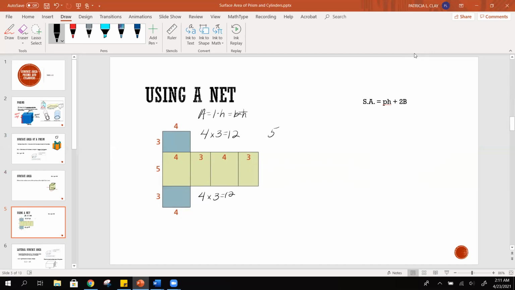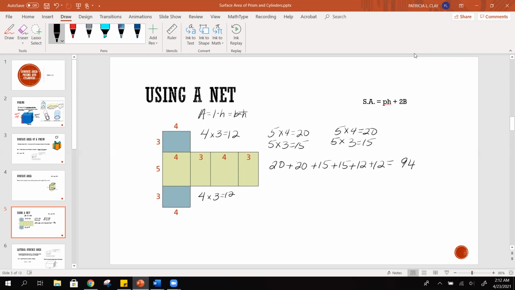We have 5 times 4 is 20. We have 5 times 3, 15. Let's do this one over here again: 5 times 4 is 20, and the same right here. Okay, it's the sum of all the areas together, so we just have to add them all up. That would be 20 plus 20 plus 15 plus 15 plus 12 plus 12. We put that in the calculator and we get 94.